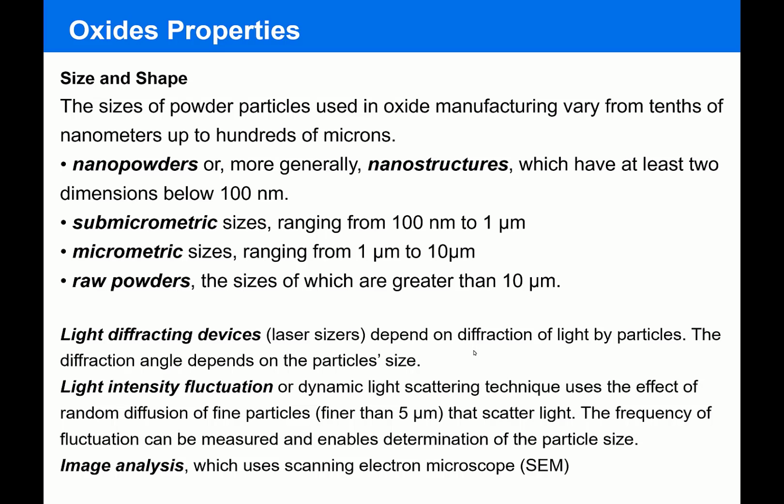Measuring sizes depends on a couple of techniques, starting from light diffracting devices, usually lasers. These depend on the diffraction of light by the particles, and the diffraction angles in this case will depend on the particle size, allowing us to determine the actual size of the particles. We also have techniques based on light intensity fluctuation, or dynamic light scattering techniques, that use the diffusion of fine particles, usually smaller than 5 micrometers, and their scattering of light. Depending on the frequency of the fluctuation, we can determine the particle size. And the last technique to determine the particle size is image analysis using scanning electron microscopes and scanning tunneling microscopes, and this is typically used for nanopowders.